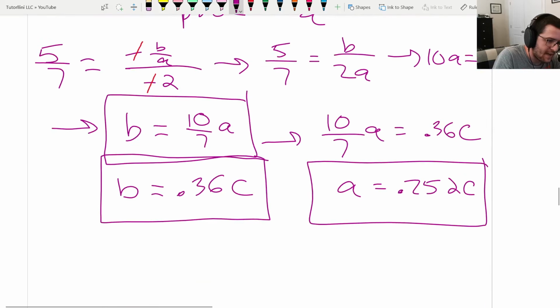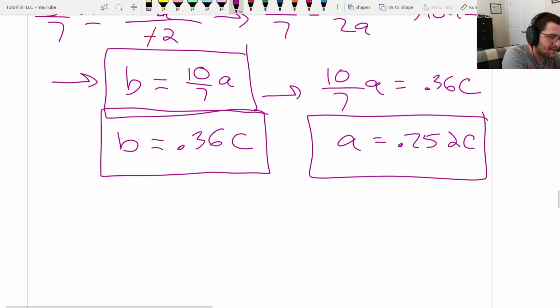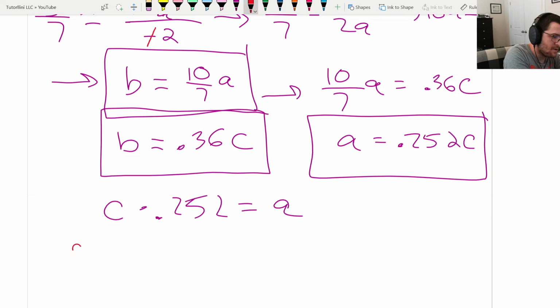you see that this is almost kind of like, let me rewrite this. Watch, C times 0.252 equals A. This is like original times a percent multiplier. And notice how it equals final.